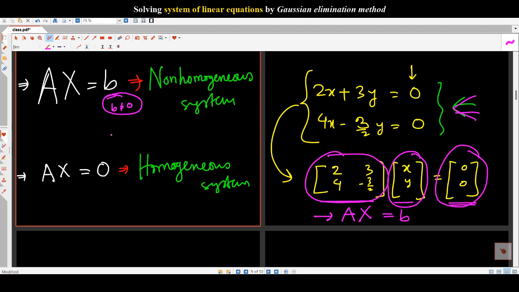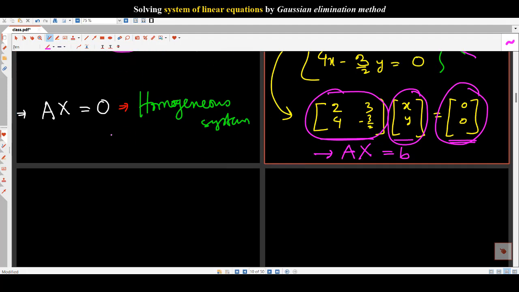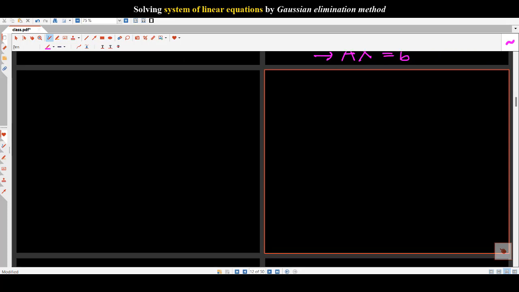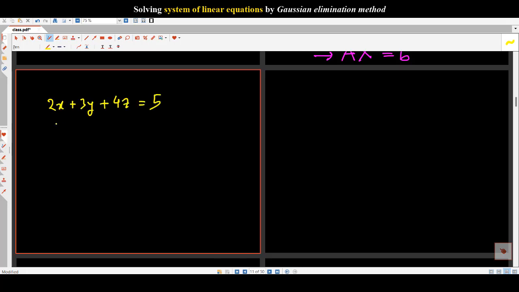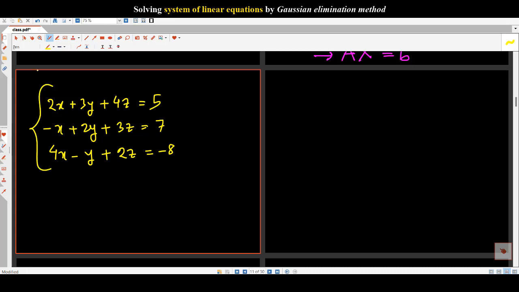So this is the idea of homogeneous and non-homogeneous system, and how to convert any system of equations to matrix form. So suppose we have another system here, 2x plus 3y plus 4z equals 5. Let's say we have minus x plus 2y plus 3z equals 7. Let's say we have here 4x minus y plus 2z equals minus 8. So we have a system. If we have to solve this system by Gaussian elimination method, first of all we have to convert it to matrix form.